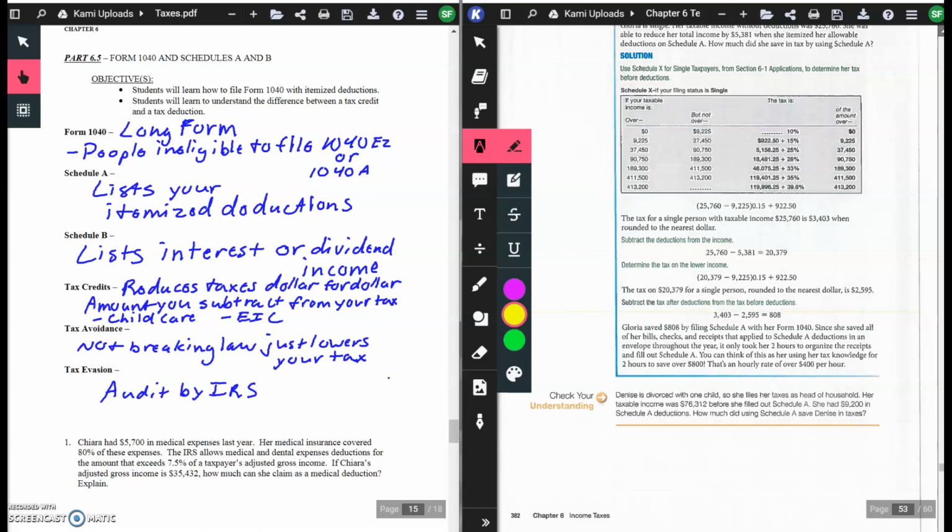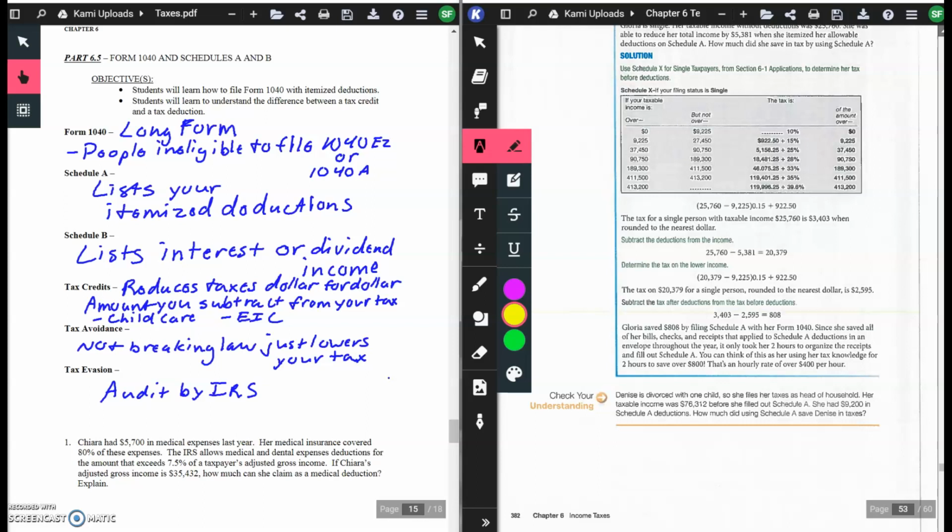Schedule A, this is an attachment that goes with your taxes. This lists your itemized deductions. Anything that you can deduct from your taxes will be listed here with the price that kind of comes off. Schedule B, this lists your interest or dividend income. This is if you have taxes or accounts that gain interest over the year, you would put that in your Schedule B. Tax credits, these are things that reduce your taxes dollar for dollar. Some examples would be a child care credit or your earned income credit or your EIC. These are some things that you can directly subtract right off your taxes.